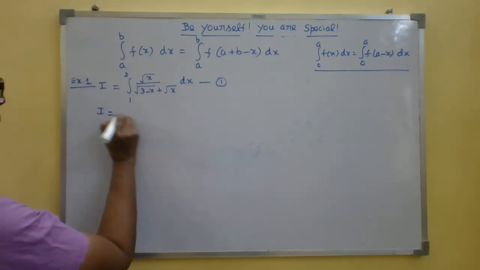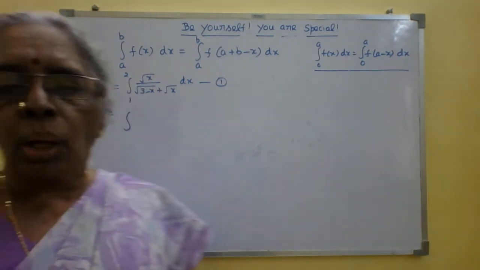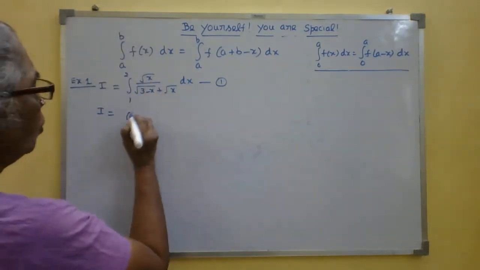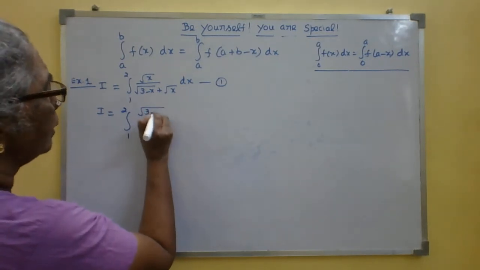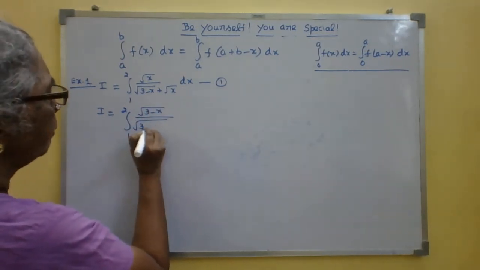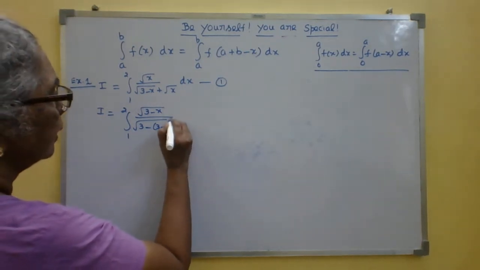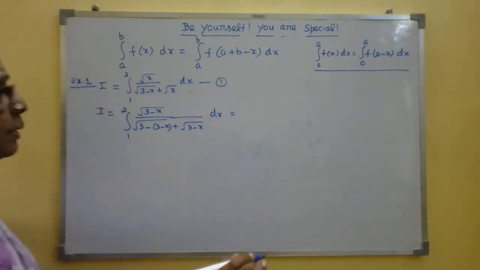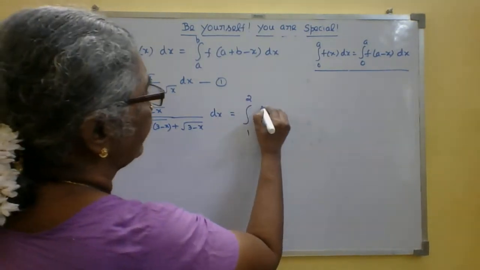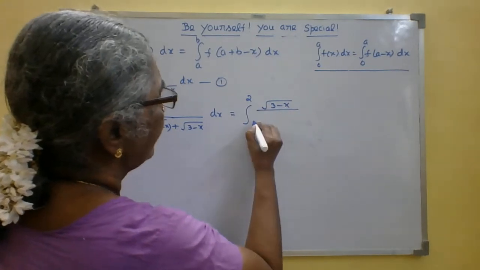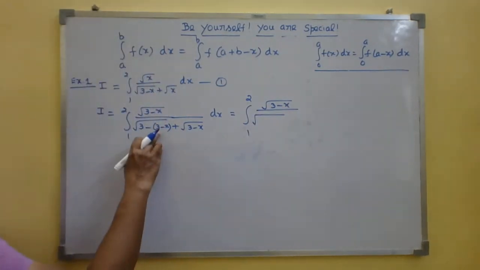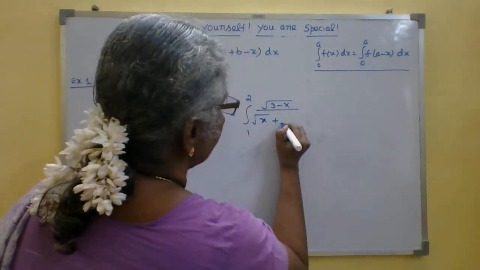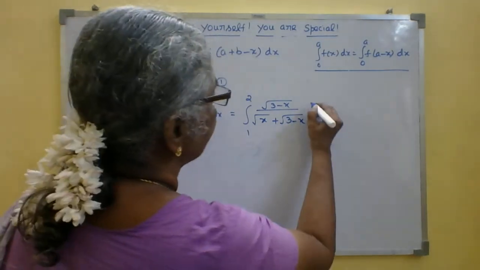Now, I will get I is equal to, wherever x is there, you have to put now 3 minus x because that is your a plus b minus x. So, the numerator will become now root 3 minus x. Here you will get 3 minus x plus this x will become 3 minus x dx, right? Let us simplify it. Now, let me write the numerator as it is. In the denominator, in the first term, the plus 3 and minus 3 will get cancelled. You will get just an x there. Plus the second term is root 3 minus x dx.